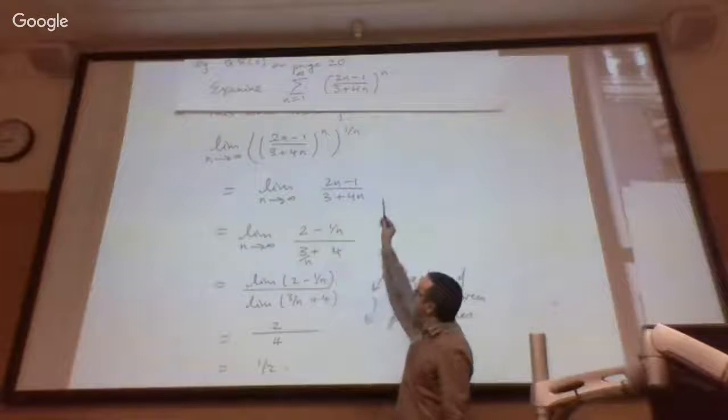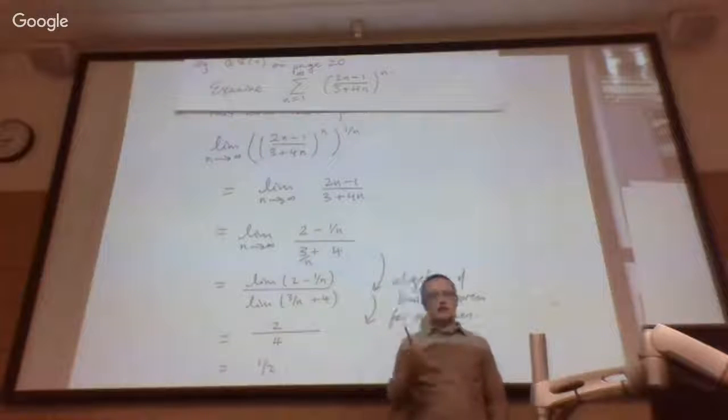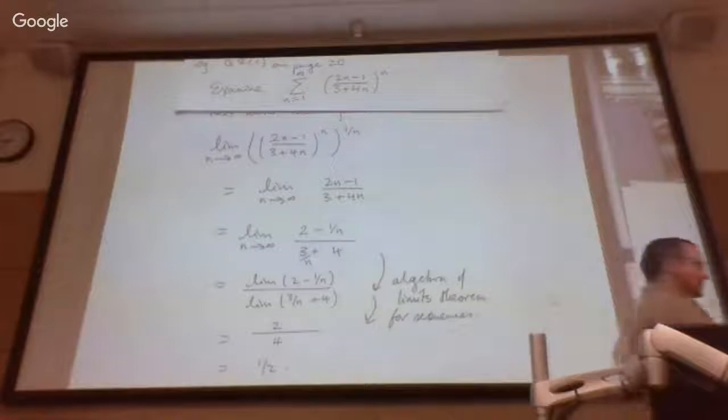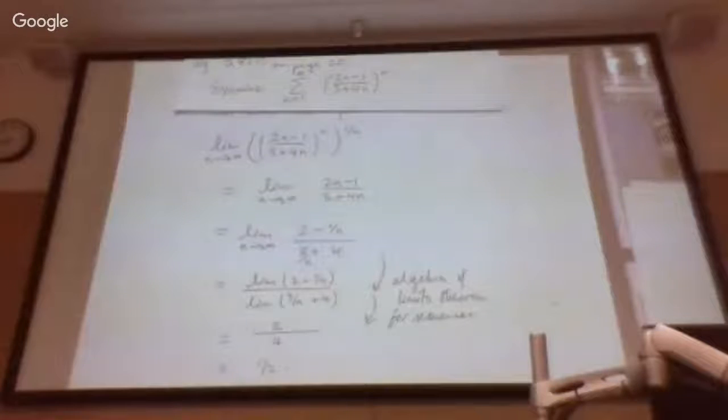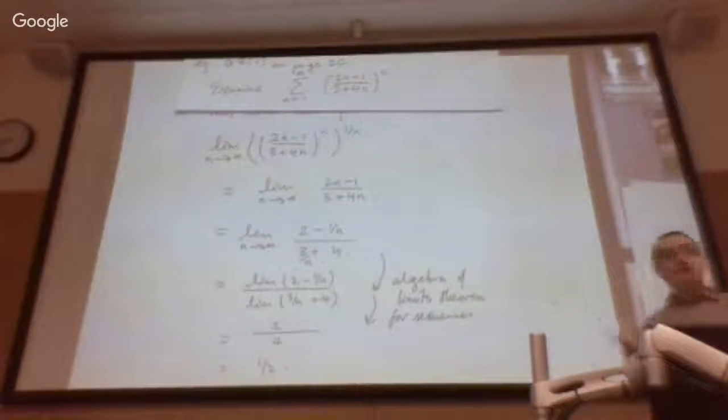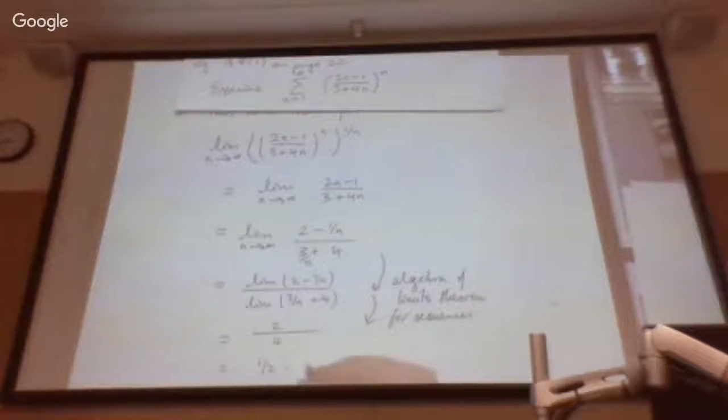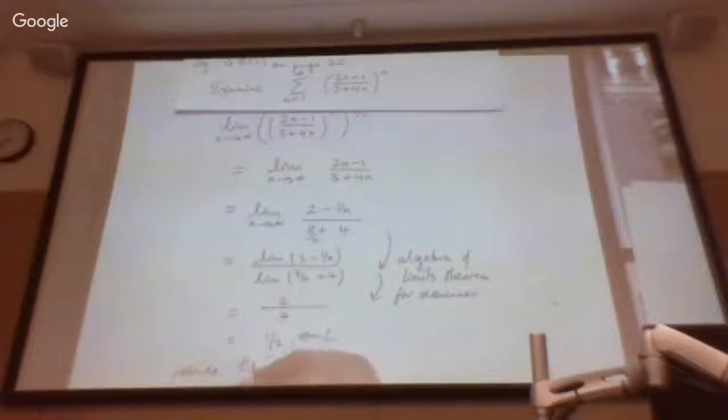And if you wait around long enough, the terms of the series we're looking at very closely approximate the terms of this convergent series. So that will make our series converge as well. So this is the L that's mentioned in the test. And since this limit is strictly less than 1, we have a convergent series.